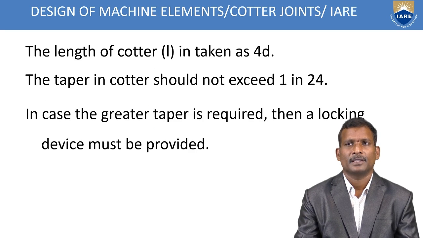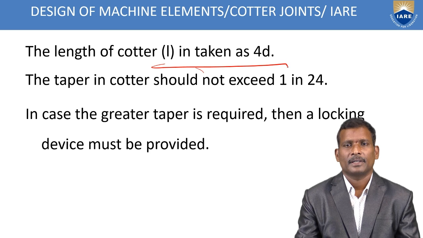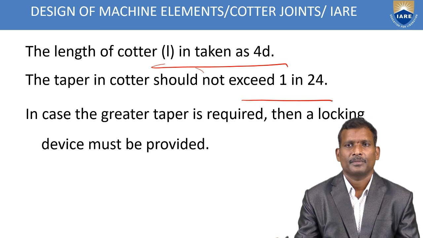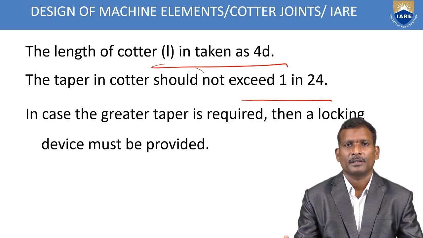Finally, the length of the Cotter is taken as 4D. The taper in the Cotter should not exceed 1 in 24. Sometimes, wherever required, if a taper is given, a locking device must be provided. So this is the procedure of the Cotter joint.